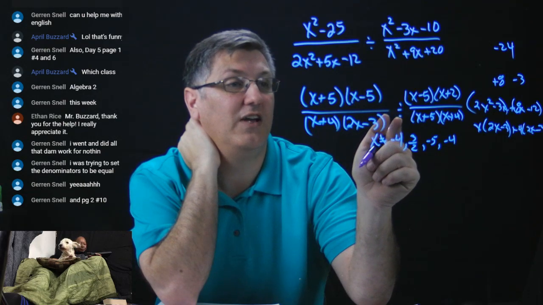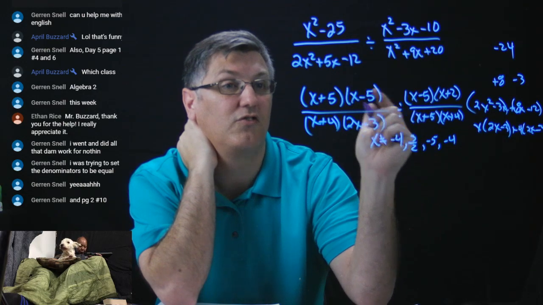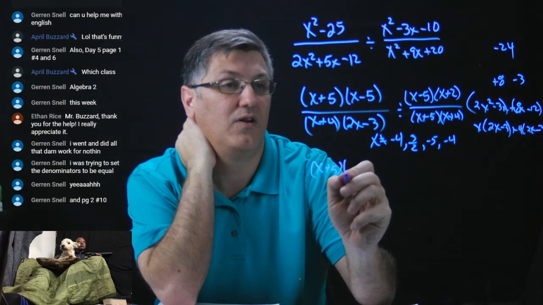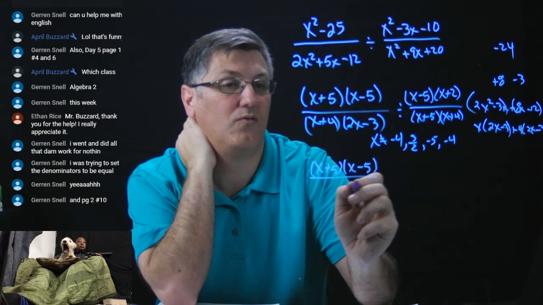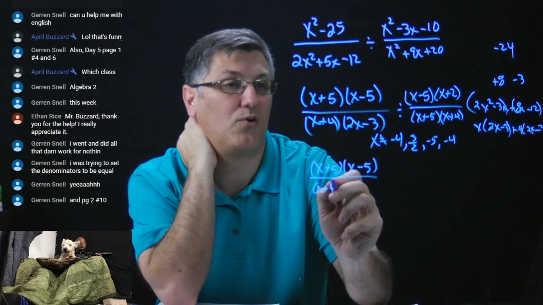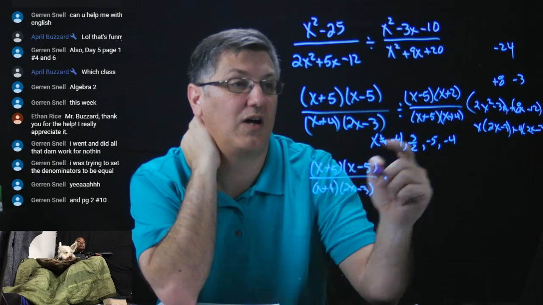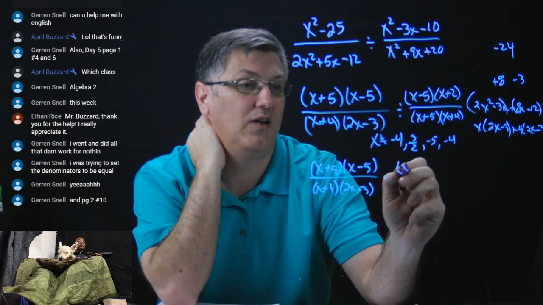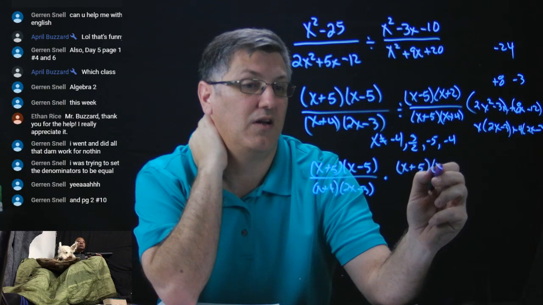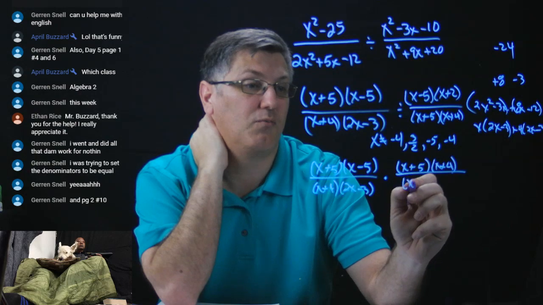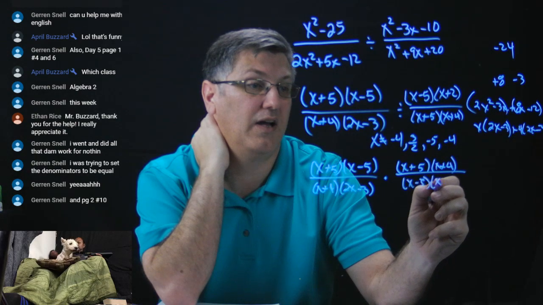So now we're going to change this to multiplication, and we're going to take the reciprocal of this. So I have x plus 5, x minus 5 over x plus 4, 2x minus 3. Change the division to times, take the reciprocal of the other. x plus 5, x plus 4, all over x minus 5, x plus 2.